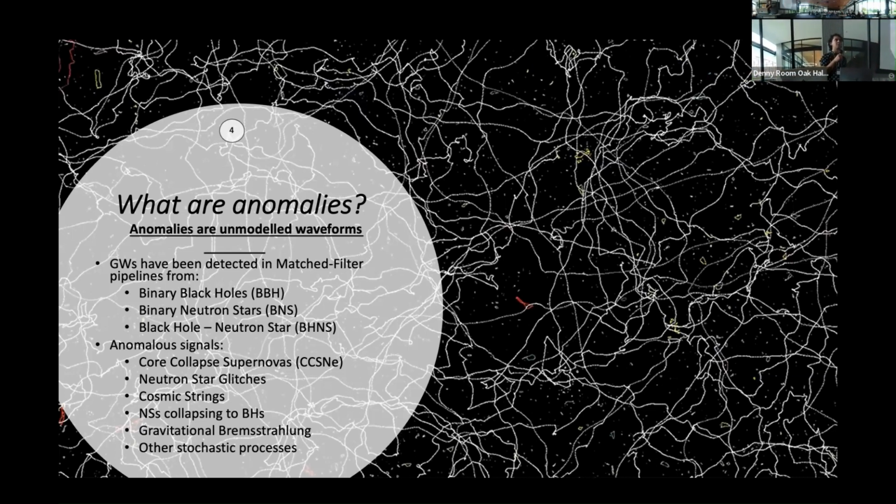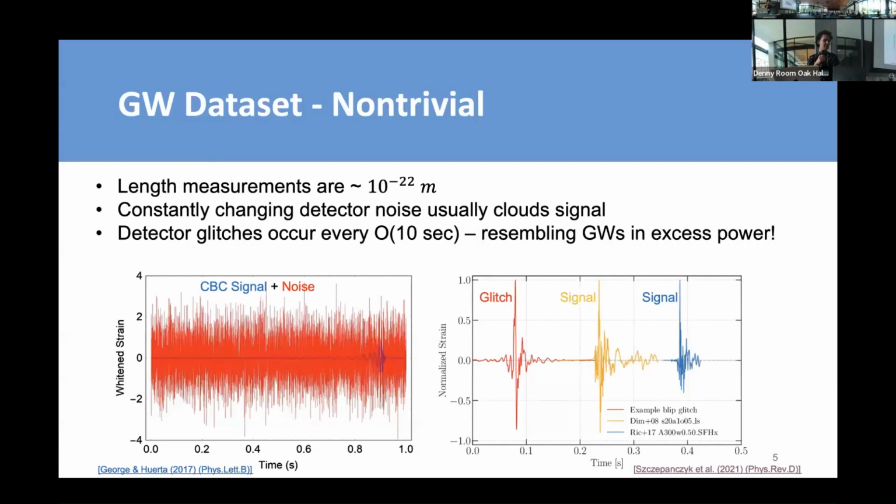It's just going to be way too difficult with the matched filtering pipeline from LIGO to actually detect something like this. So that's where anomaly detection comes in. The LIGO data set is going to be really non-trivial. You're going to have a bunch of noise on top of your signals, and then you're going to have glitches that approximate different types of signals that you're looking for. So we have to take all of this into account when we're building our algorithms.